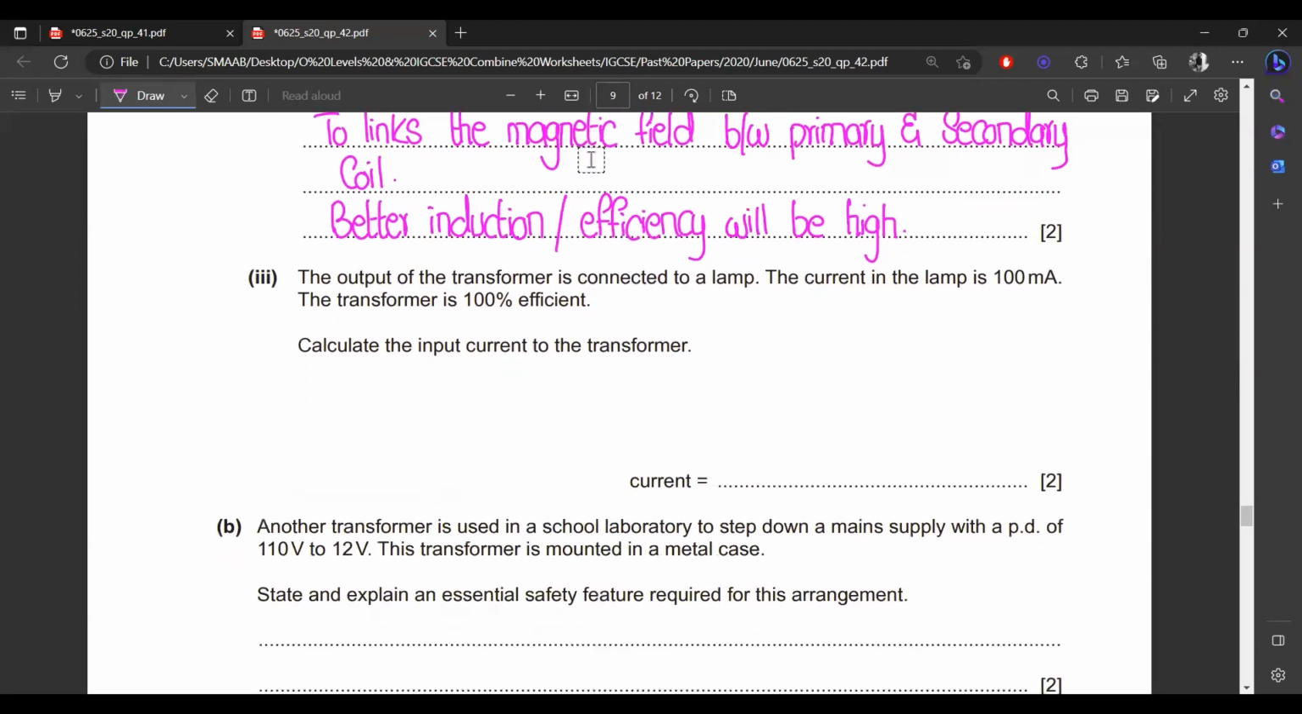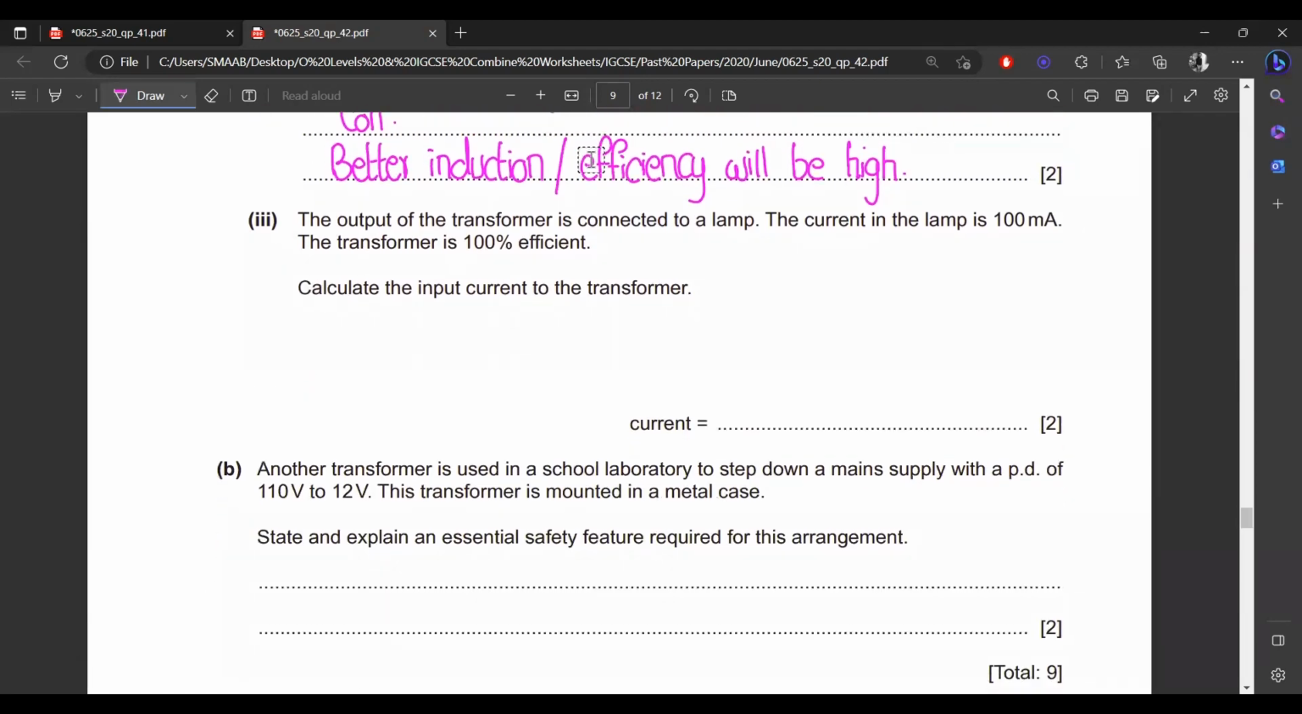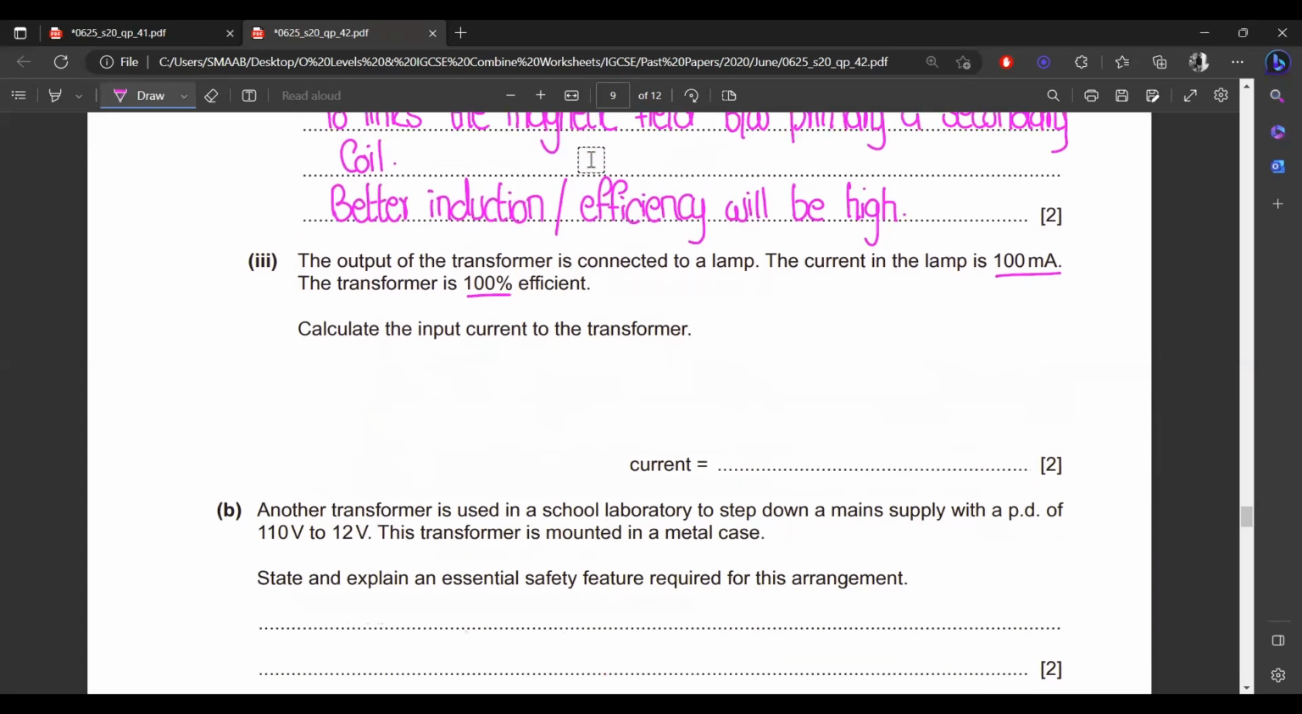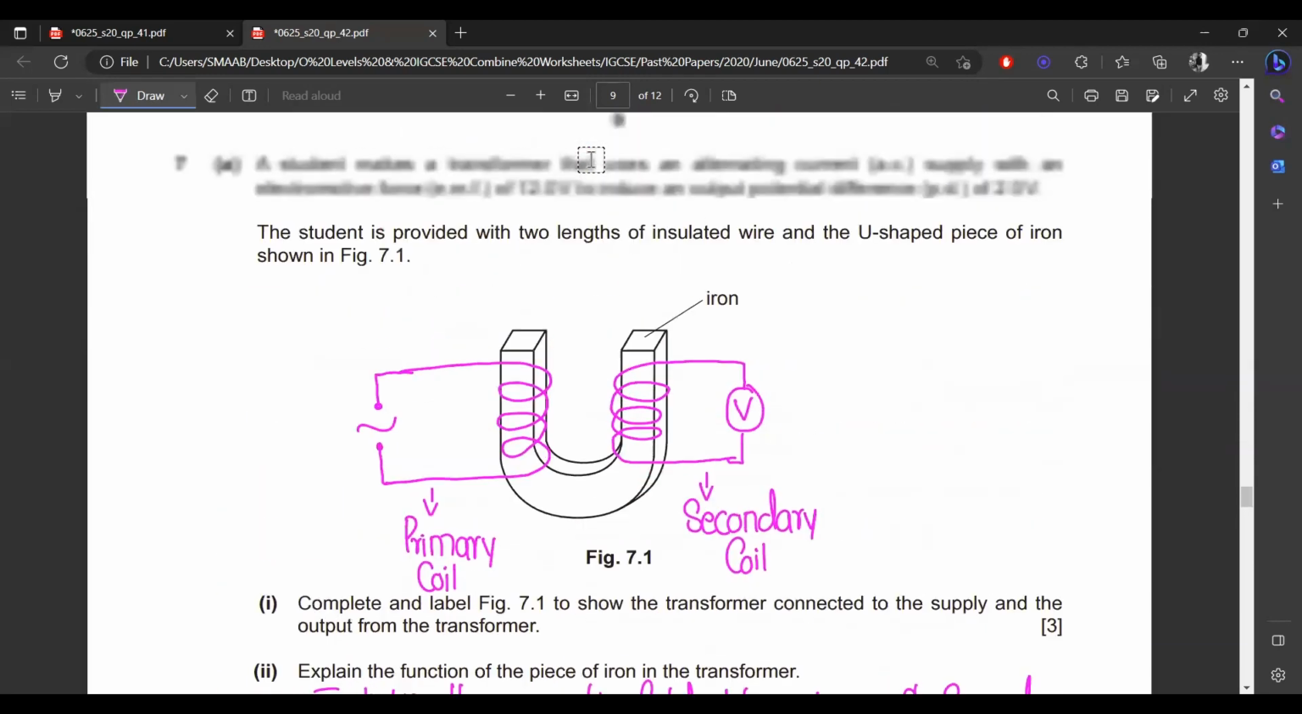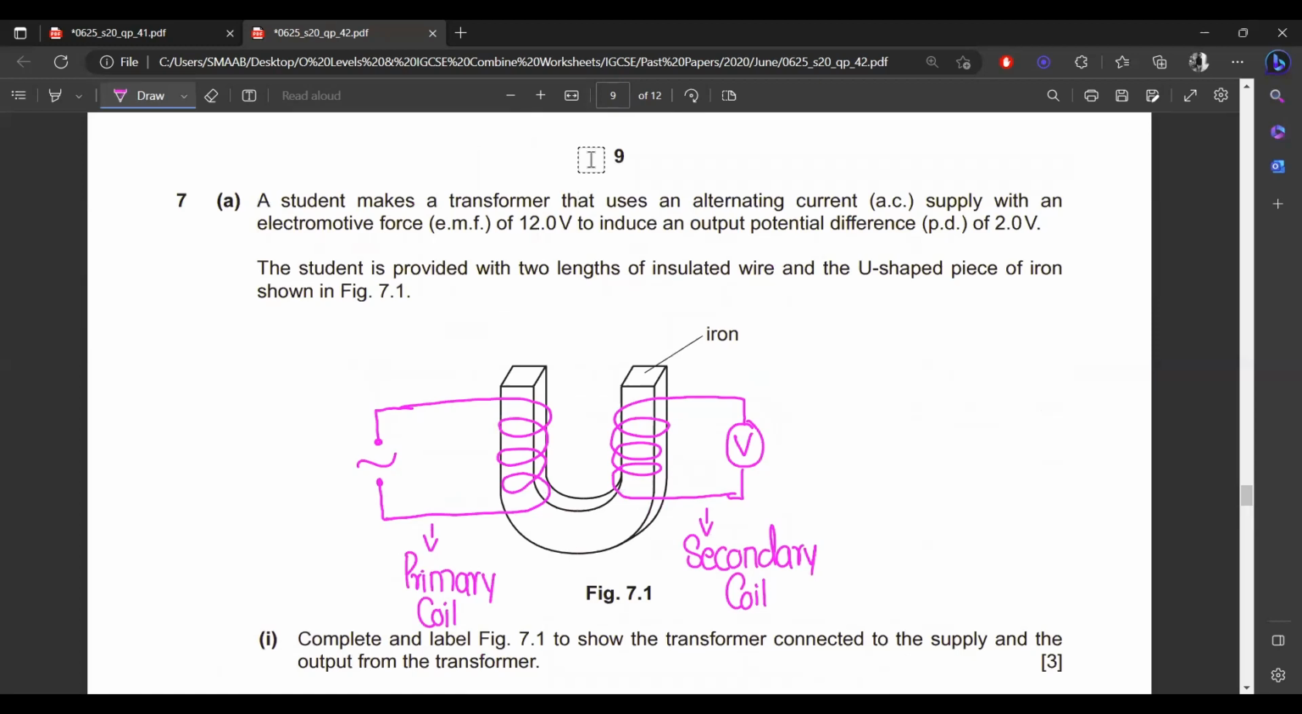Okay. Third part, the output of the transformer is connected to a lamp. The current in the lamp is 100 milliampere. The transformer is 100% efficient. Calculate the input current to the transformer. So we need to calculate the input current to the transformer. And in the question, we are having some other values also. EMF supply with, okay. So we are having 12 volts connected with the primary coil, and the output is equal to 2 volt.